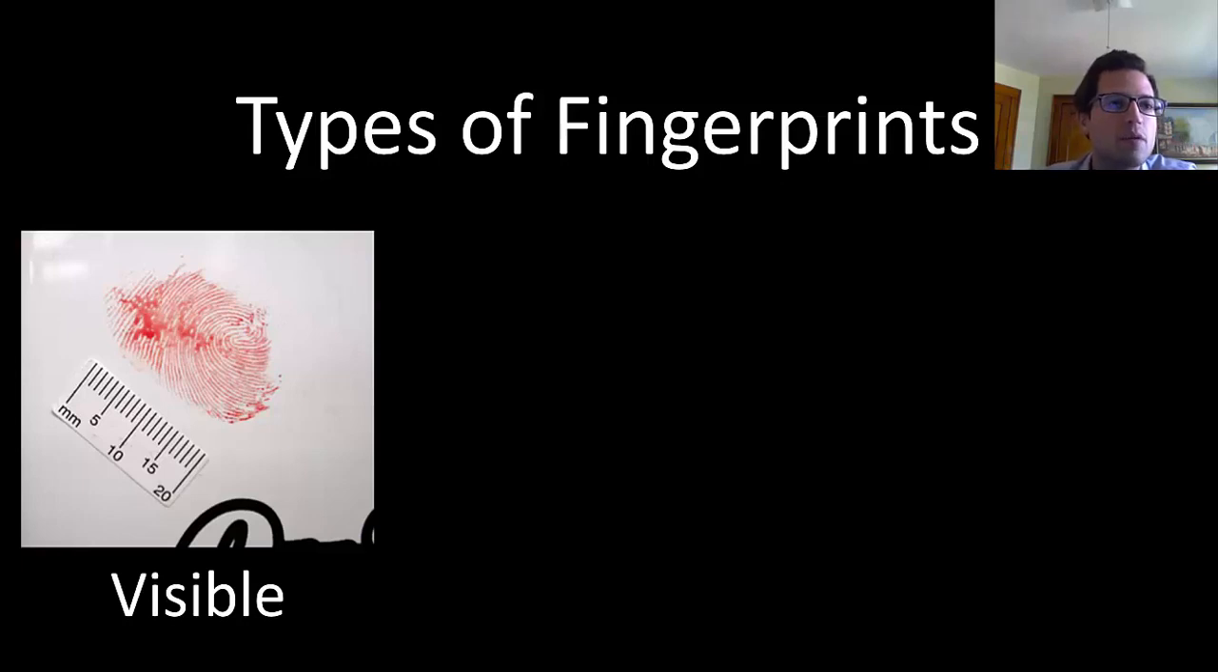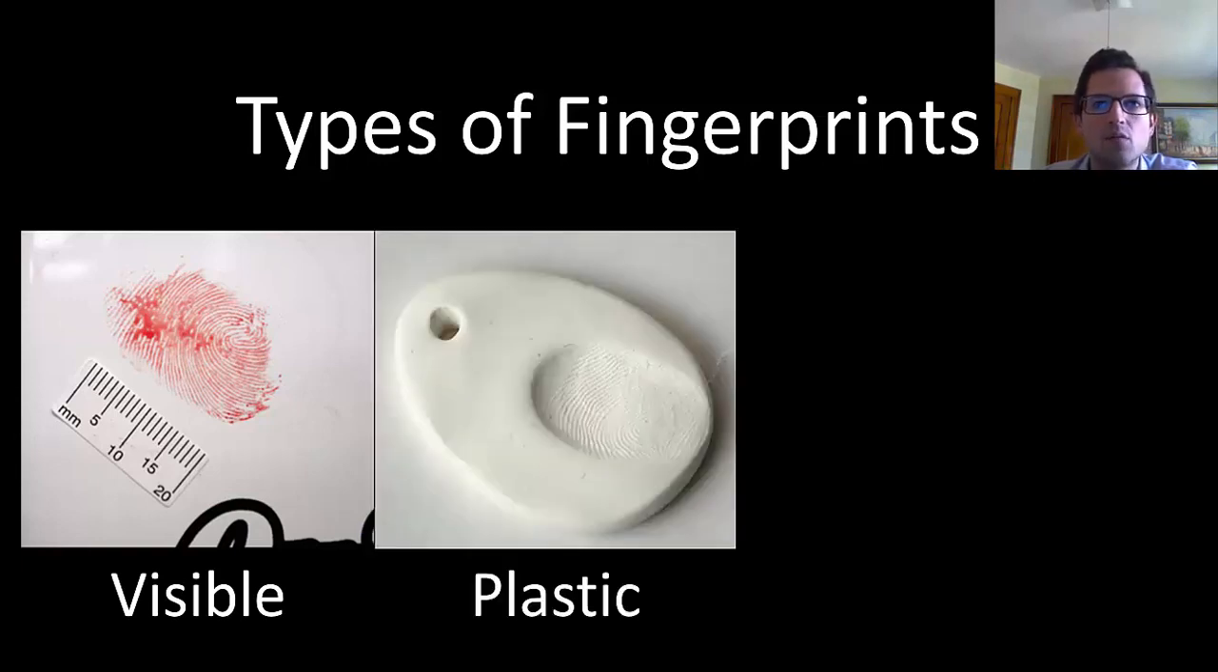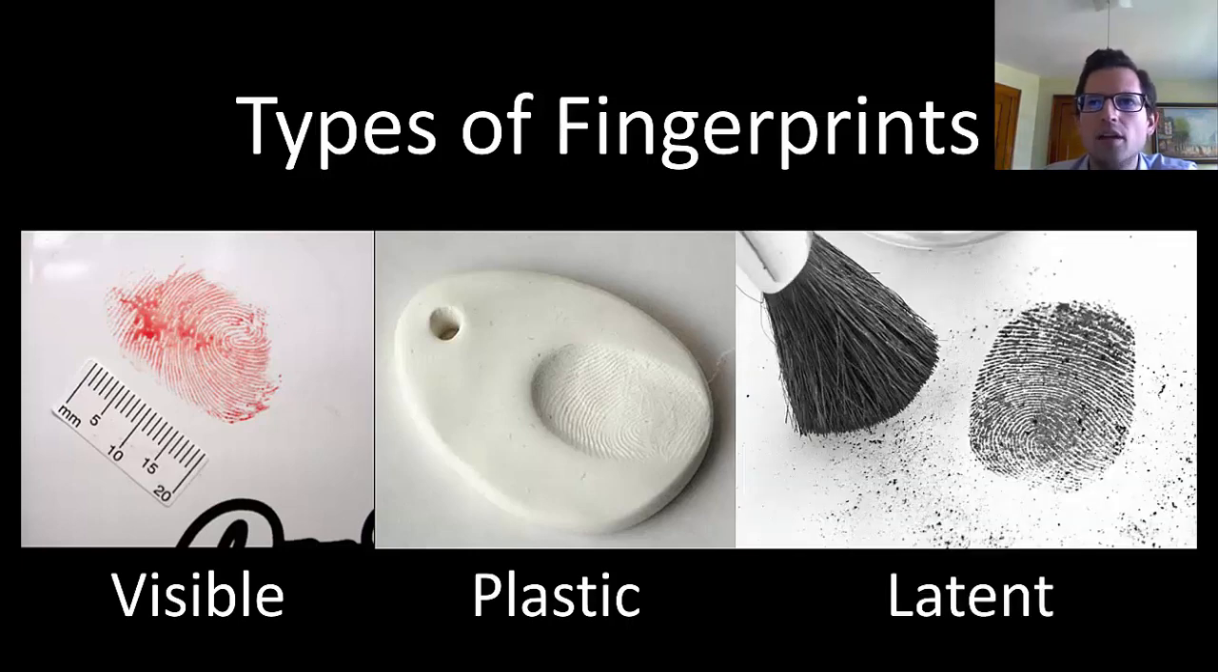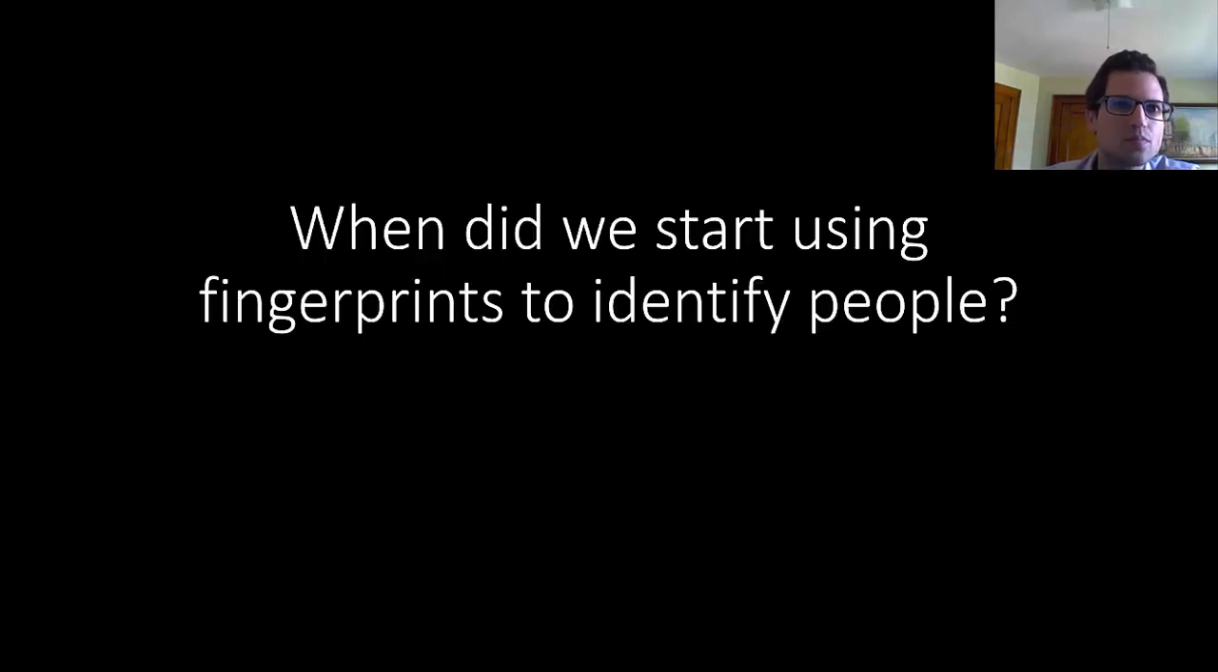So here is a nice visible fingerprint in what appears to be blood. You can see the friction ridge patterns very clearly there. Here's a plastic print in what appears to be some sort of clay or plaster. And here's a latent print which has been developed with the assistance of a black fingerprint dusting powder.